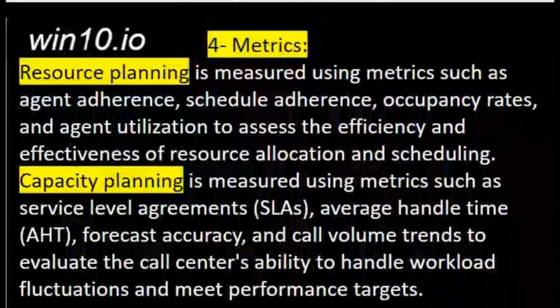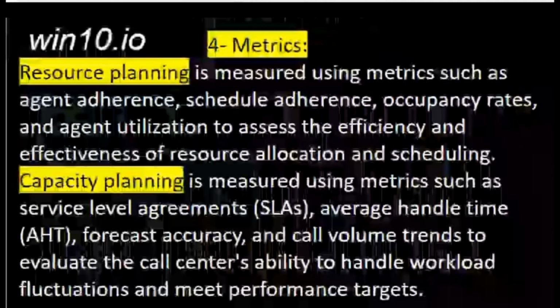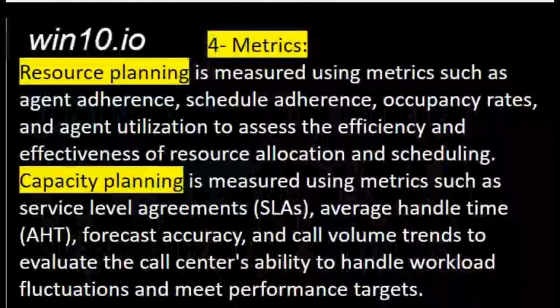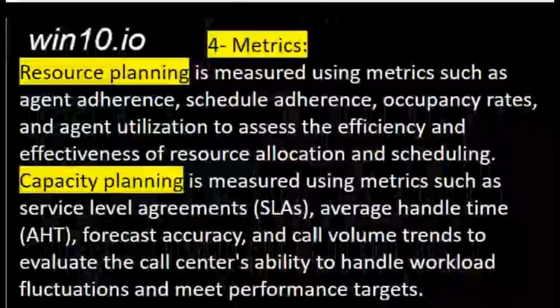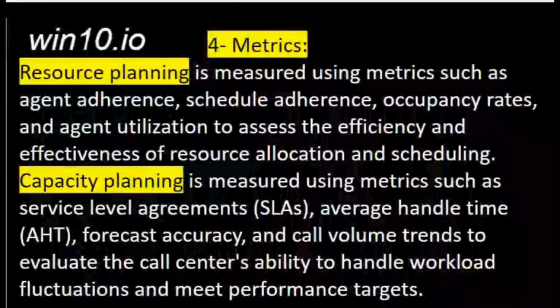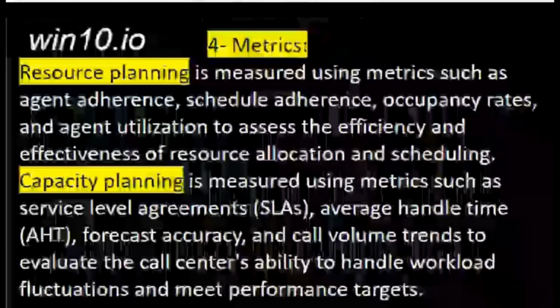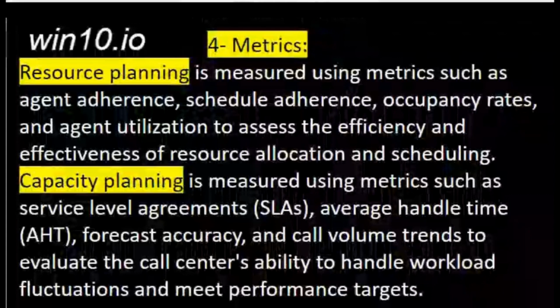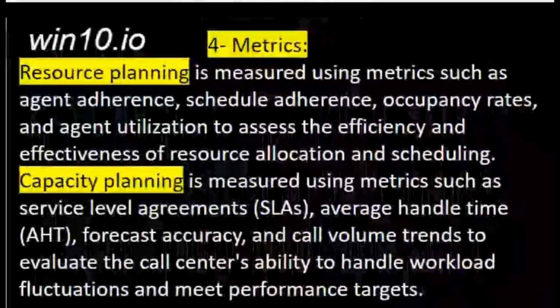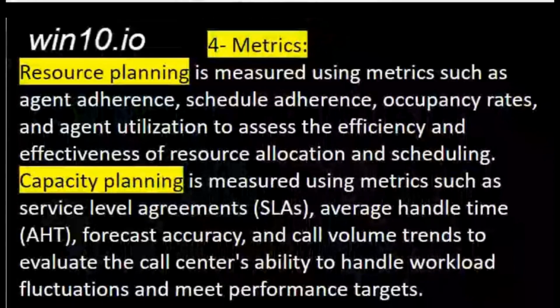But on the other side, capacity planning is measured using metrics such as service level agreements, average handle time, forecast accuracy, and call volume trends to evaluate the call center's ability to handle workload fluctuations and meet performance targets. Capacity planning basically deals with the service level, AHT, forecast accuracy, shrinkage, what kind of call pattern they have, and on the basis of that, a forecast needs to be prepared to make sure the call center is able to handle the workload that may be coming in the near future and to meet the performance target.